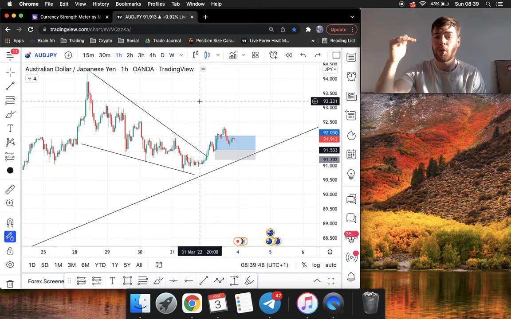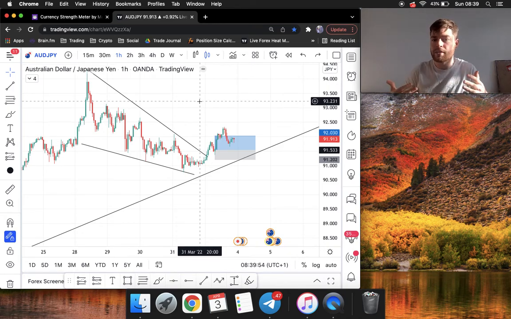As I say, from the higher time frame down to the lower time frame, this pair was bullish. So there was no reason for me to not enter this trade. And on top of this, another thing that gave me confidence to take this trade was the situation that's going on right now, which is the war between Russia and Ukraine.